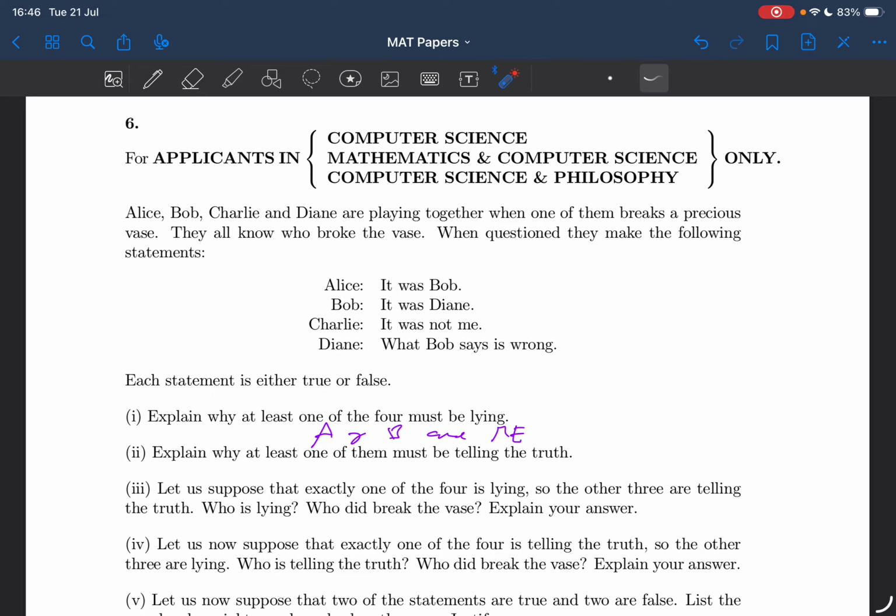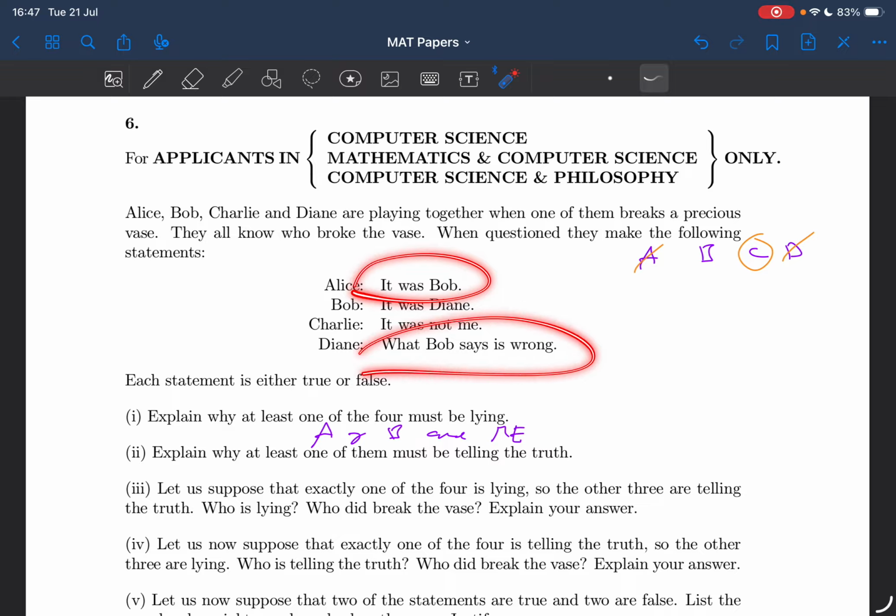Let's think about doing a proof. Imagine they are all lying. Could they all be lying? Is what we're trying to say. Can they all lie? If they're all lying, it's not Bob. Let's think about who it could be. Alice, Bob, Charlie, Diane. It wouldn't be Bob. It wouldn't be Diane. It's not Charlie. No, he would be lying. So actually, it would be Charlie, and Bob is wrong.